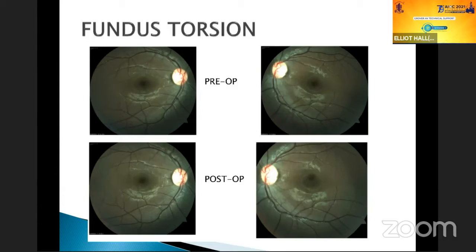Now this is showing change in torsion. As you can see in the upper cases, there is a lot of extorsion preoperatively. You can see at least 3 extorsion, and once you look at the lower pictures, the extorsion has got better. So it is a good procedure for extorsion. If you are treating extorsion, ANTIO is a good procedure.